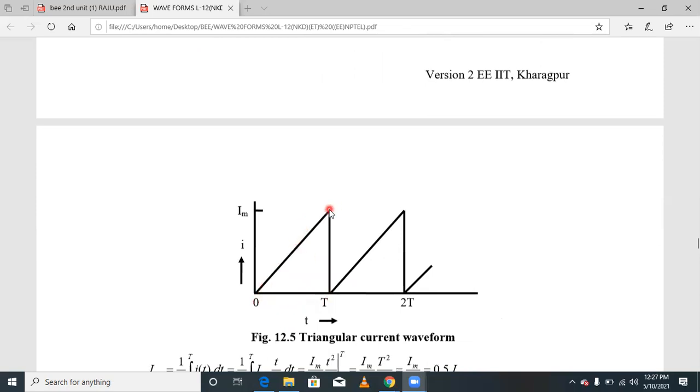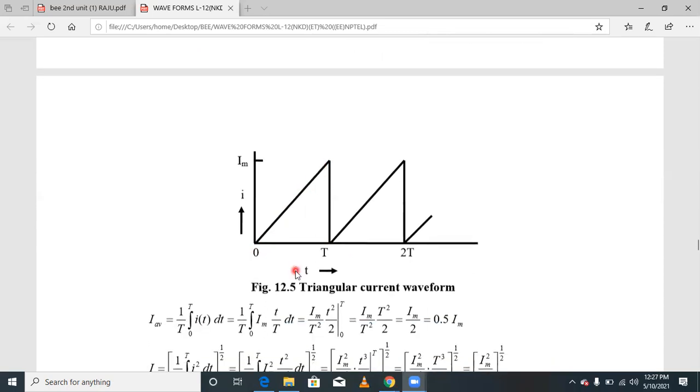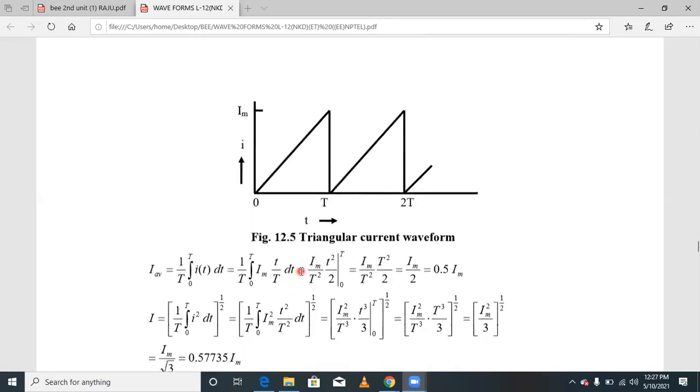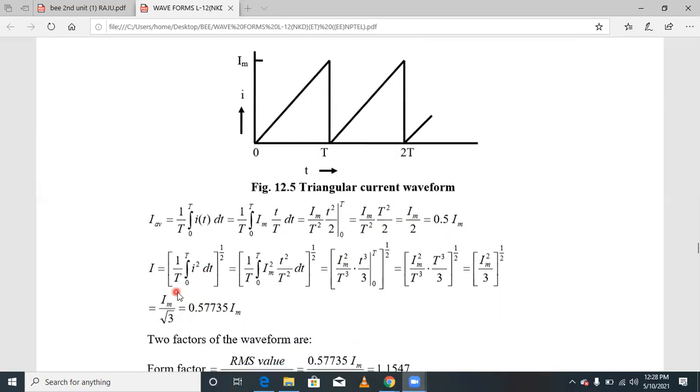So by finding the slope of this curve, we get the expression i(t) equal to Im into small t by capital T. Substitute here and integrate, and you will get 0.5 times Im. This is I average for this triangular waveform, Im by 2. Then the RMS value, I RMS, is the square root of 1 by T integral 0 to T of i squared dt.